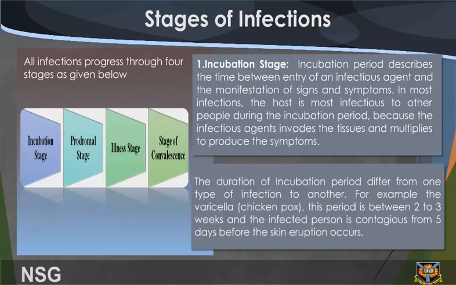The duration of incubation period differs from one type of infection to another. For example, varicella, chickenpox. This period is between 2 to 3 weeks and the infected person is contagious from 5 days before the skin eruption occurs.